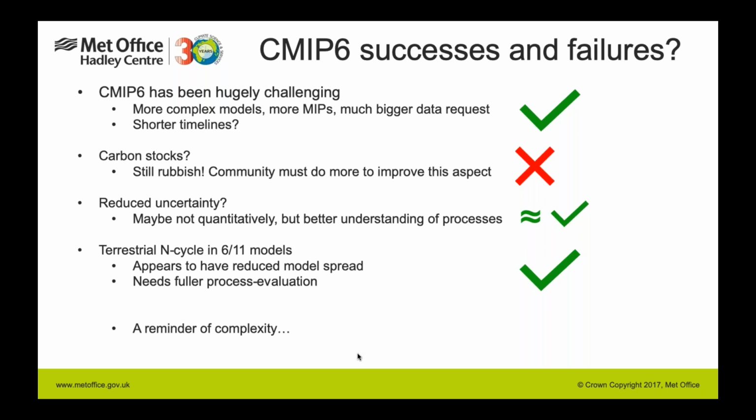Have we reduced uncertainty? I've given that a qualified tick, maybe not quantitatively, but I think we better understand some of the processes. And for the carbon cycle, by adding more complexity to the models, it's fairly rare that that reduces uncertainty, but it certainly appears to have reduced the spread between models. Whether or not you properly count reduced spread as reduced uncertainty, they're not exactly the same thing. And I think we're going to need a round of process evaluation.